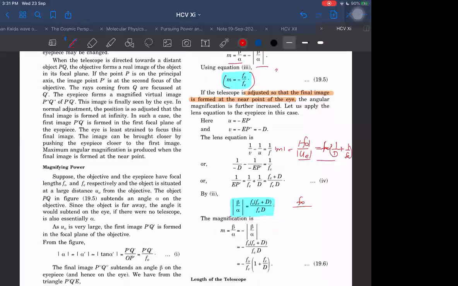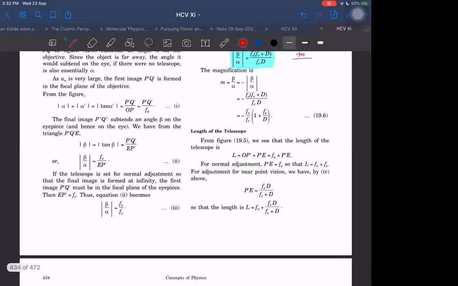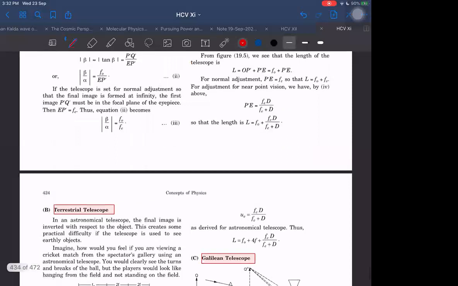So what is our formula? I will prefer to remember one formula, F naught by UE, because this UE will automatically become equal to Fe in case of the image formed at the far point at last. So this is the formula which will give us both formulas. Better to remember F naught by UE rather than F naught by Fe. That will give us this as well as this. Length of the telescope, as I told you before, will again be the same thing, F naught plus UE.